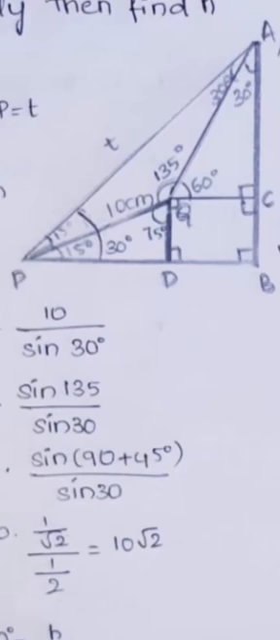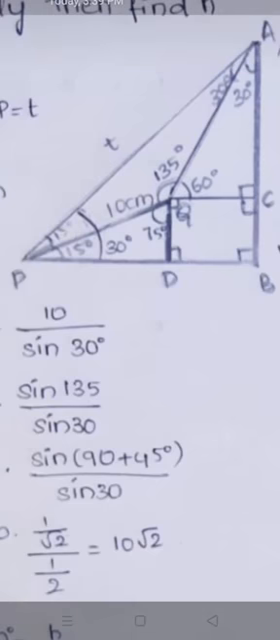Next, the angle of elevation from point P to A is 30 degrees, and this angle is 15 degrees. So the remaining angle must be 15 degrees. That means angle APQ is 15 degrees. So this is 135 degrees and this is 15 degrees. For the triangle PQA, the remaining angle, angle PAQ, must be how much? 135 plus 15 is 150. 180 minus 150, so this angle must be 30 degrees.